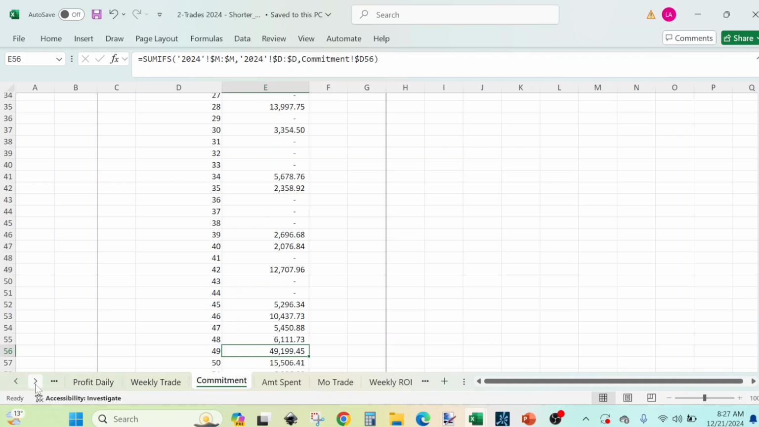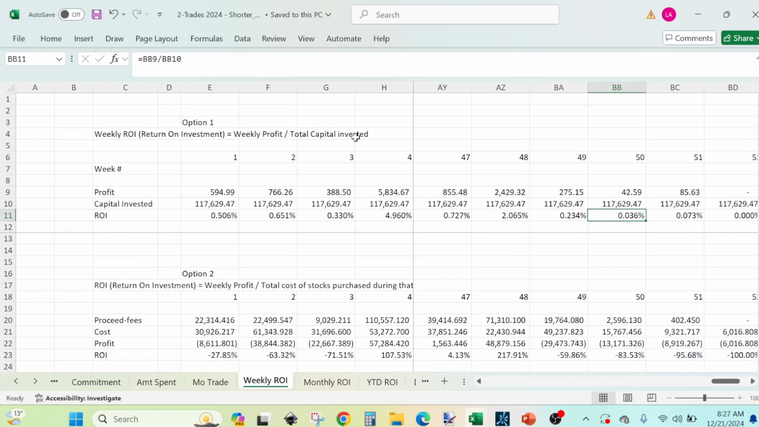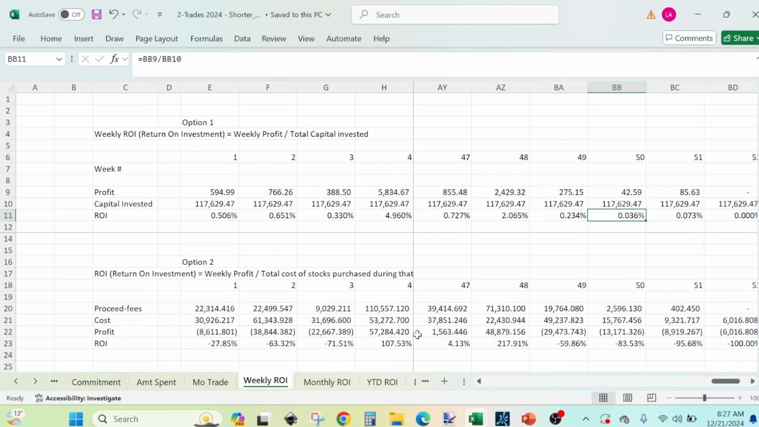So we will come to weekly return on investment. We have two ways of calculating it. For week 50, it is 0.036 based on this way of calculating it, using the capital invested, the profit divided by the capital. Week 51 is giving us 0.073%. And the second option, week 50, is giving us negative 83.53%, and week 51 is giving us negative 95%. And I do not like this option, but I still have it here.